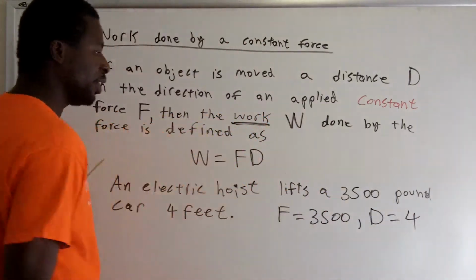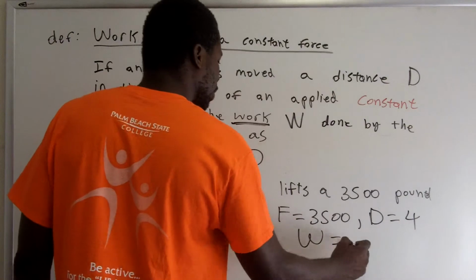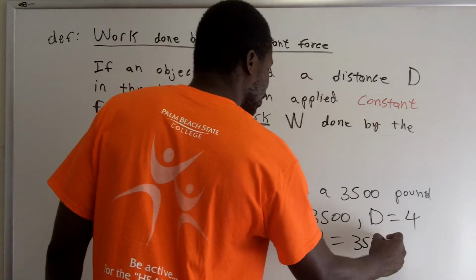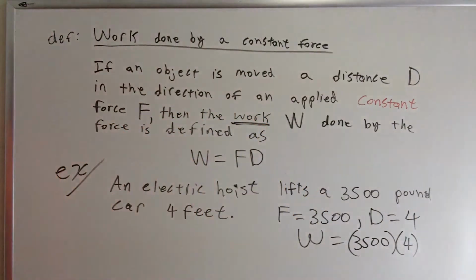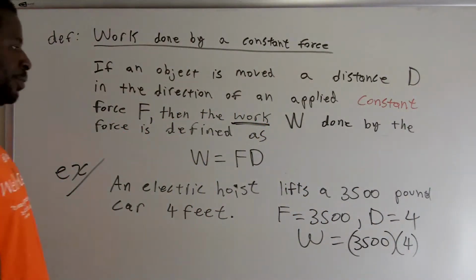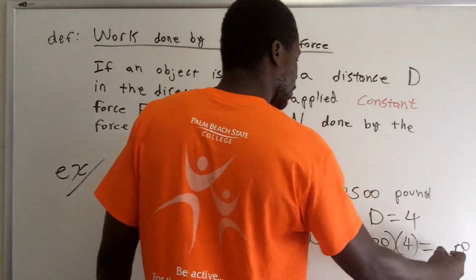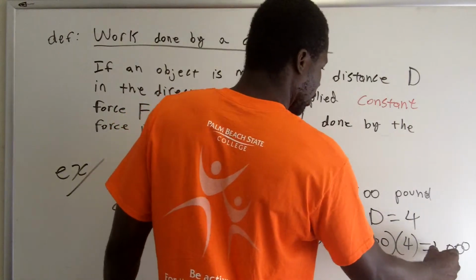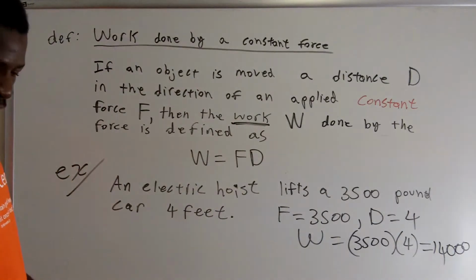So we have the force and the distance. In order to find the work done, the work is equal to the force times the distance, which is just 3,500 multiplied by 4. And now we can calculate the work. And we get the work to be 14,000.